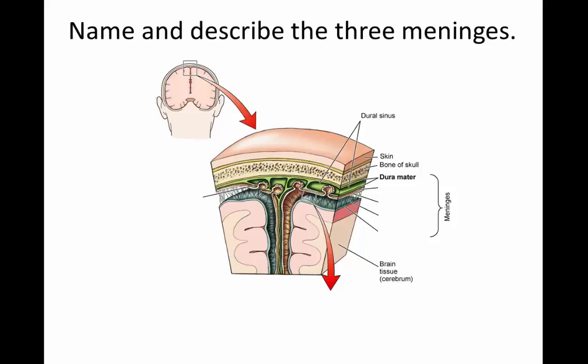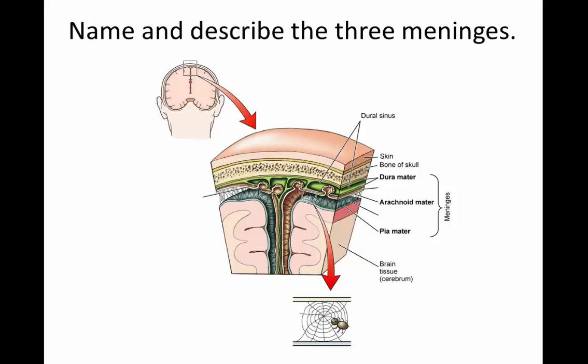The middle layer of the meninges is the arachnoid mater. And it's called the arachnoid mater because, as you can see, the space just beneath the yellow arachnoid mater here kind of looks like a spider web. And so the arachnoid actually comes from the Latin for spider.